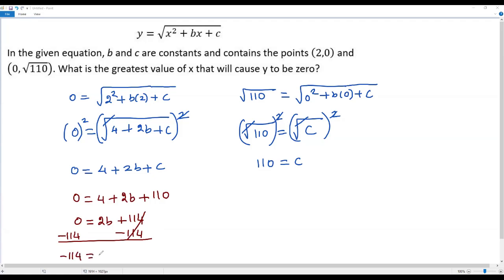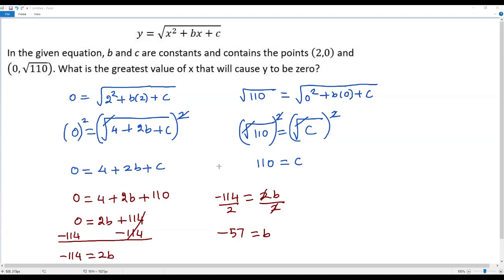Negative 1 and 14 equals 2b. Let me write the same equation over here: negative 1 and 14 equals 2b. Let me divide both sides by 2. When I do so, this 2 will cancel out, and when I divide negative 1 and 14 by 2, I'm getting negative 57 equals b.